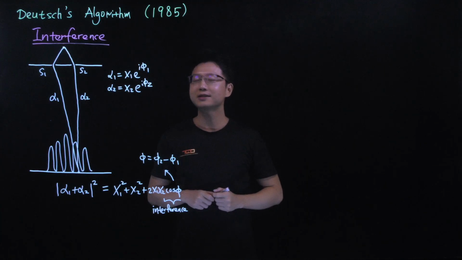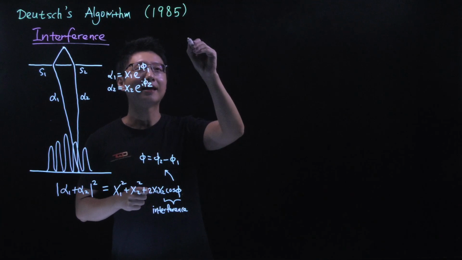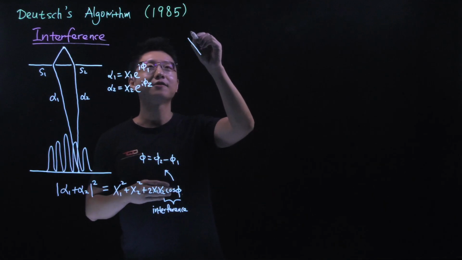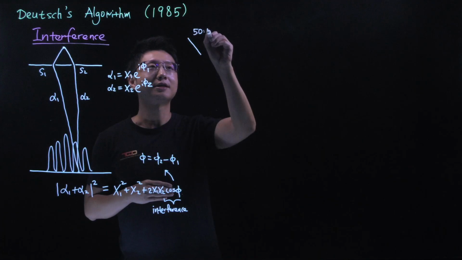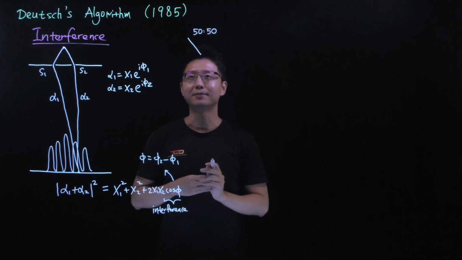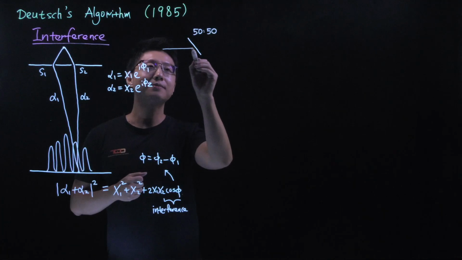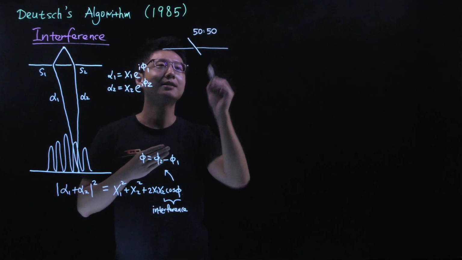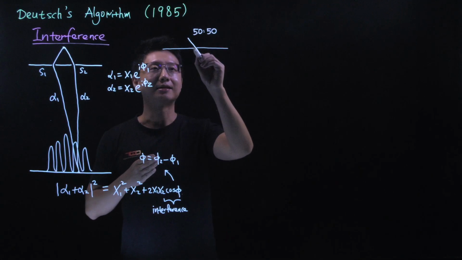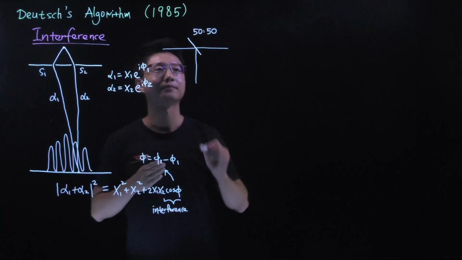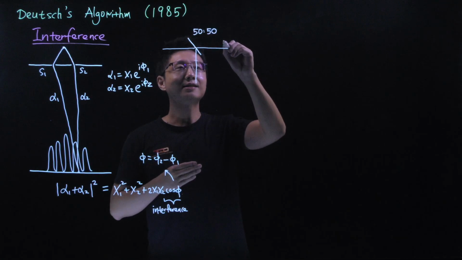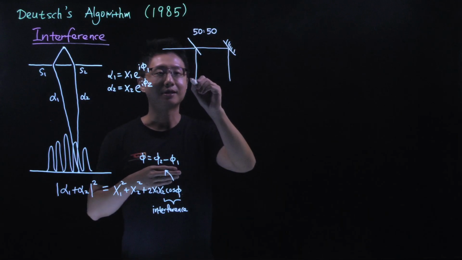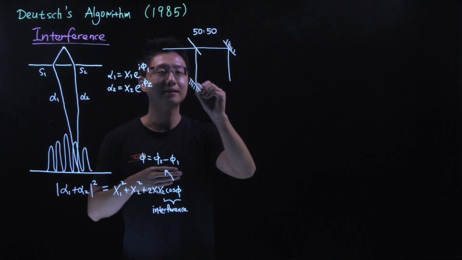There is another interference effect, which is also quite interesting, called the two-path interferometer. Suppose this is a 50-50 beam splitter, which can be realized by a half-transparent mirror. When the photon comes in, there is a 50% chance that it is transmitted, and a 50% chance that it is reflected. After that, let's put a mirror here to redirect the path over here, and another mirror to redirect the path over here.